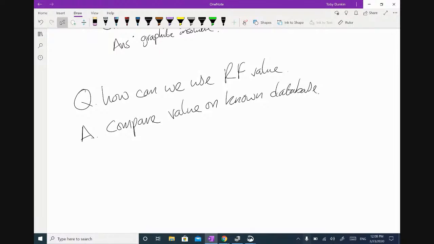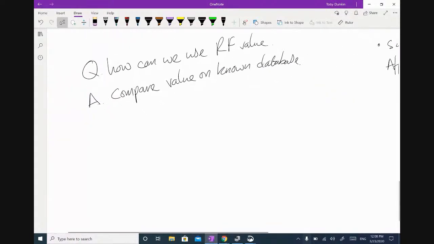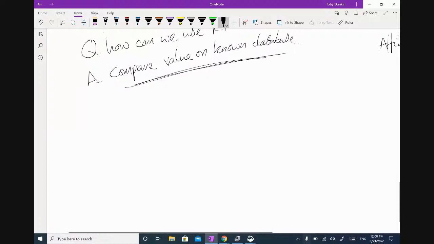There's no singular value that you need. It's just this idea of comparing it to the ratio to give you an RF value. Now, just so you know, the extra detail here is, how could you compare these on a database if we've got different solvents? Well, the website's going to ask you that.